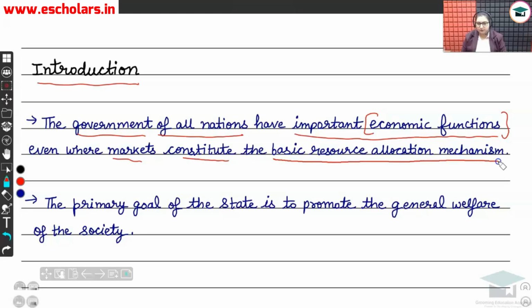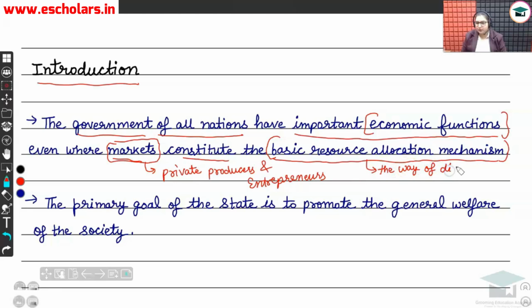allocation mechanism. That is, even where the markets, here meaning the private producers and entrepreneurs, constitute the basic resource allocation mechanism. Here resource allocation mechanism means the mechanism, or you can say the way, of distributing the resources.